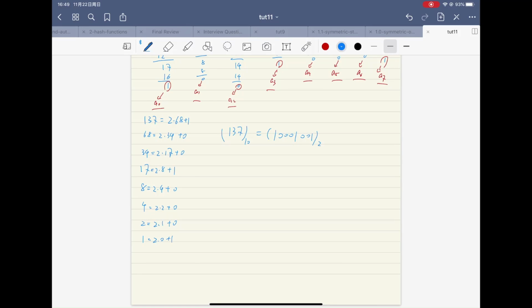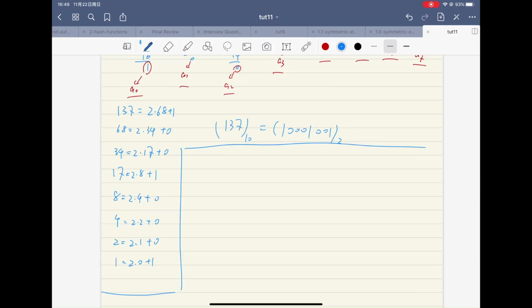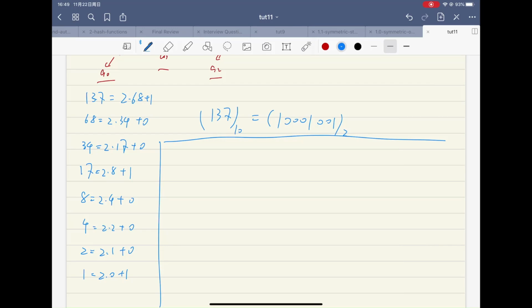And we also need base 16. So hexadecimal is just base 16. We have 137 divided by 16. We have 8 here. It's 128, and we got 9. And this is the a0. And we have 8 divided by 16. The quotient is 0, and we have 0 here. We got 8. Its remainder is a1.